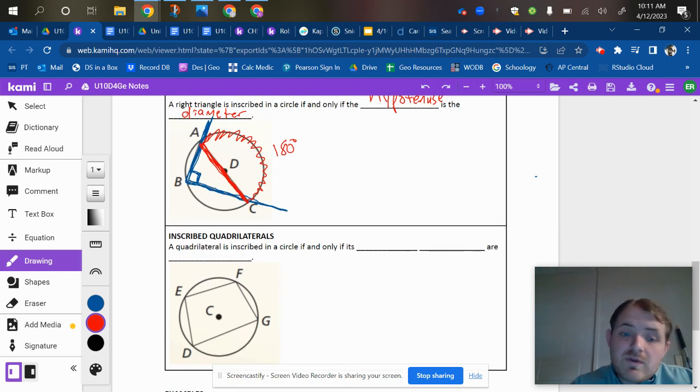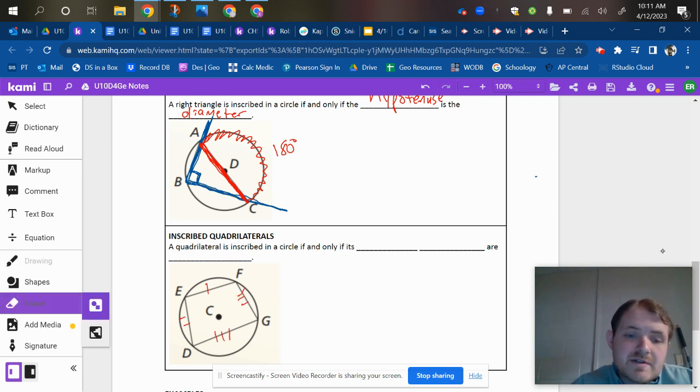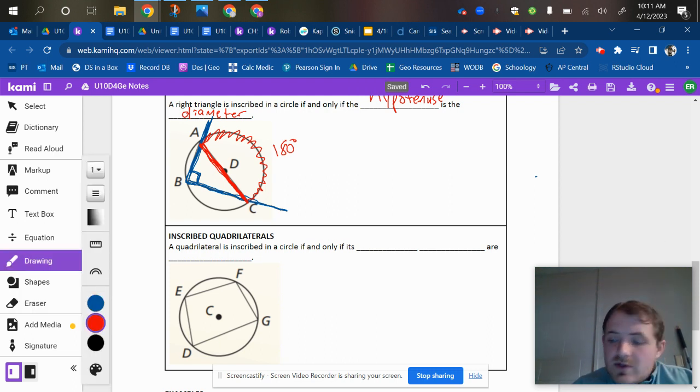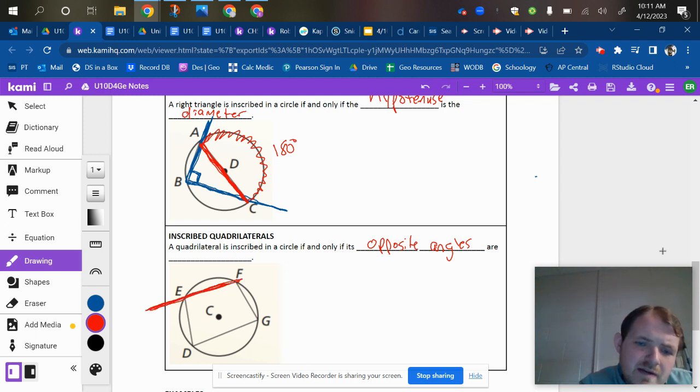Now, a quadrilateral. So now we've got four sides, 1, 2, 3, 4 sides in the picture. They're probably all different sizes, it looks like. So a quadrilateral is inscribed in the circle if and only if the opposite angles are, what do we think? I don't know. Let's figure it out. So if we've got opposite angles, like F and D would be opposite angles. So can we figure it out from here? I don't know if we can quickly figure this out without me just telling you.